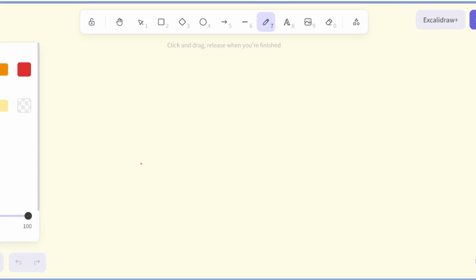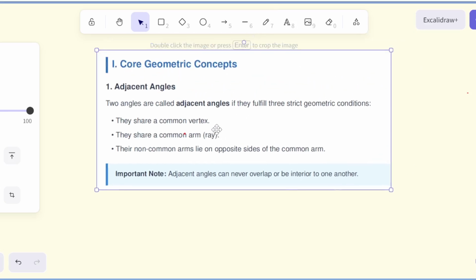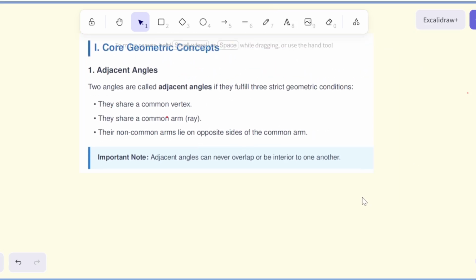Should I write this? Oh yeah, one second. Let me paste it. It has better bullet points than I've written down. Yeah, one second. Okay, I'll just paste it here. Can you see? Yep. That's what we did last time, adjacent angles, right?